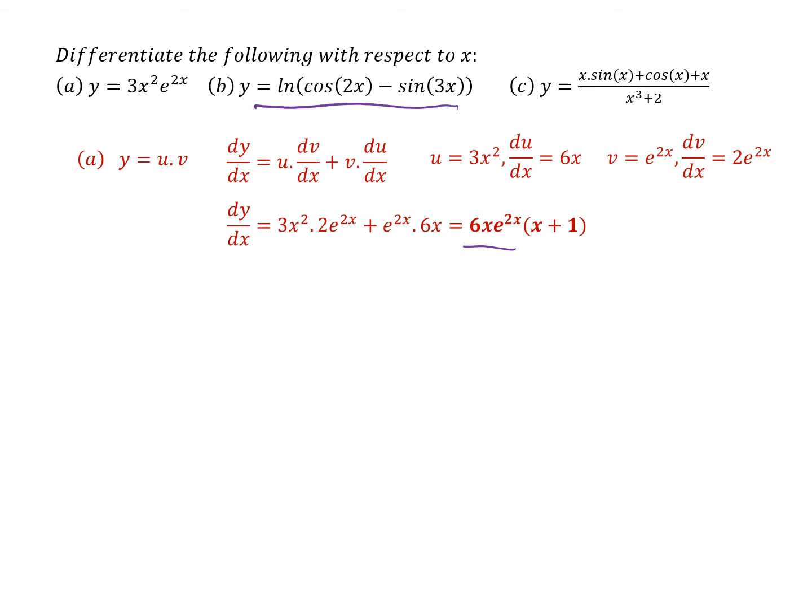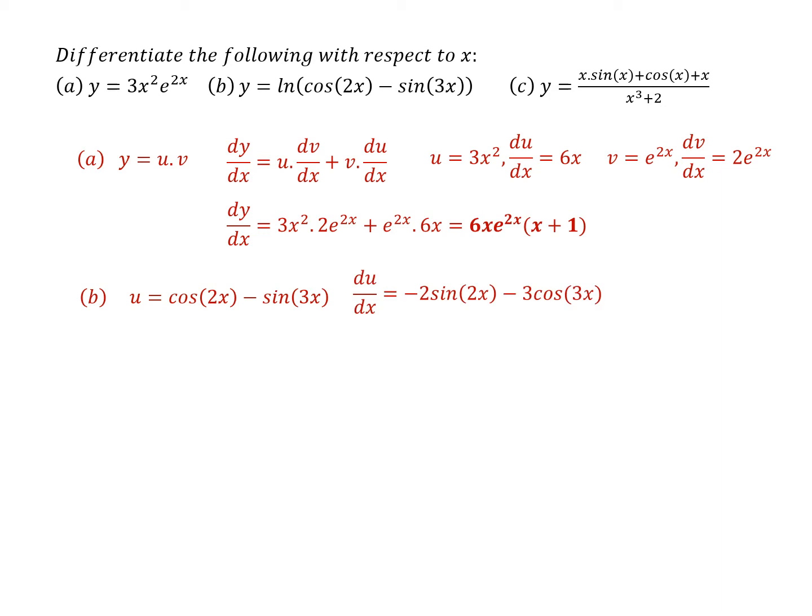Okay, so for part B, we've got a function of a function of x. So this requires the chain rule. So we say u equals the thing inside the brackets. u equals cos 2x minus sine 3x. Differentiating that with respect to x gives du dx is minus 2 sine 2x, because cos differentiates to minus sine, and then minus 3 cos 3x.